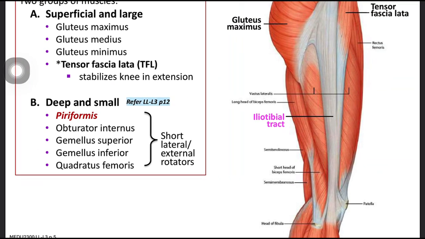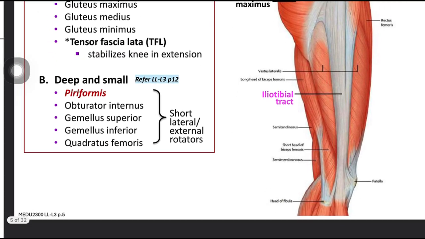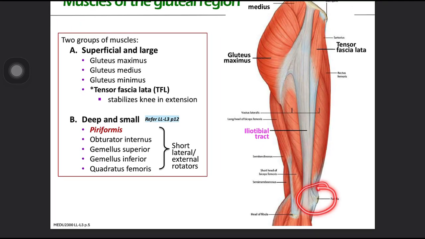We also have these muscles here: the obturator internus, gemellus superior, inferior, and the quadratus femoris. All these we consider as the short lateral or external rotators. Functionally, these deep groups mainly are the short lateral rotators of the hip, while the tensor fascia lata, through the iliotibial tract, we will talk about it in a minute, also helps to stabilize the knee joint in extension.